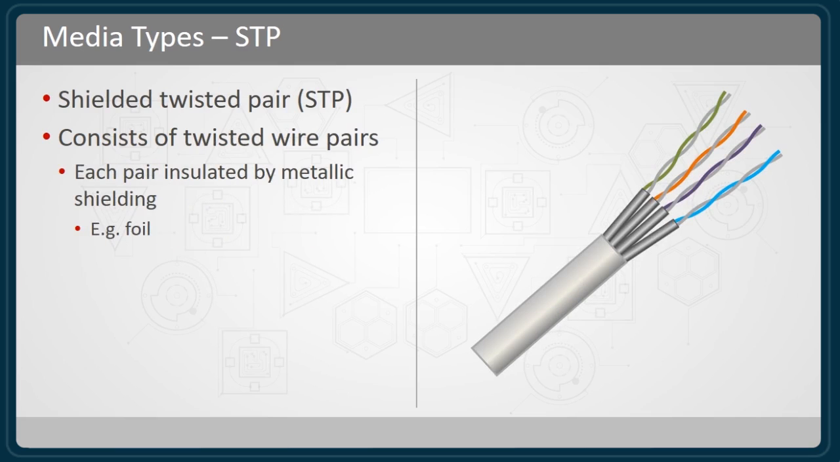So its counterpart is shielded twisted pair, or STP. So we see the same basic structure, but each pair is insulated by a metallic shielding such as foil. And again, the foil helps to reduce electromagnetic interference. So that's a plus, of course, but the downside, it was more expensive.